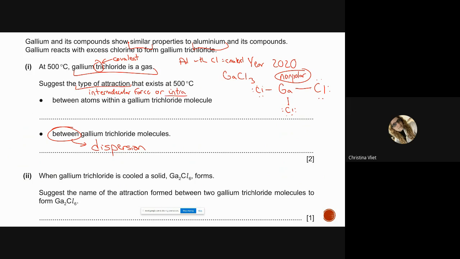What is the force of attraction that holds the gallium trichloride together? That first one, between the atoms in the molecule. What would that be? Correct. That's the idea, yes. Do you see the difference between atoms in the molecule versus between different molecules? 1 mark for each of those.